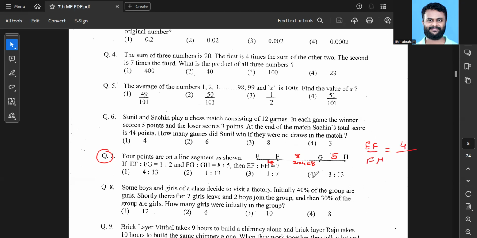For EF you can write 4. And for FH, you simply have to add both of them. That is 8 plus 5, which is 13. That gives you 4 by 13. That's your answer. Option 1.